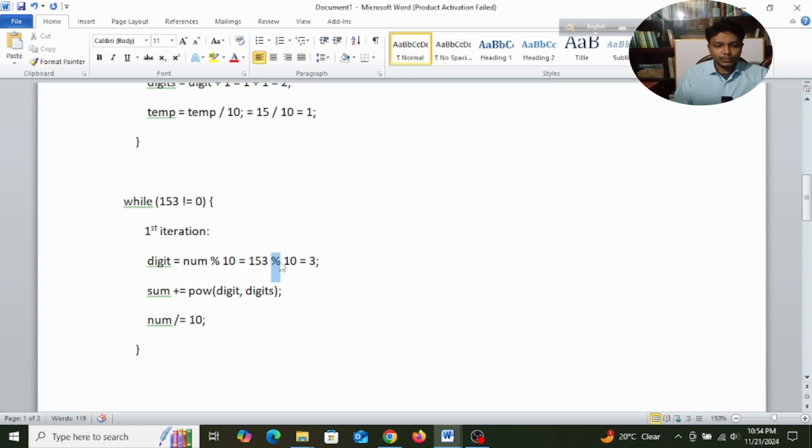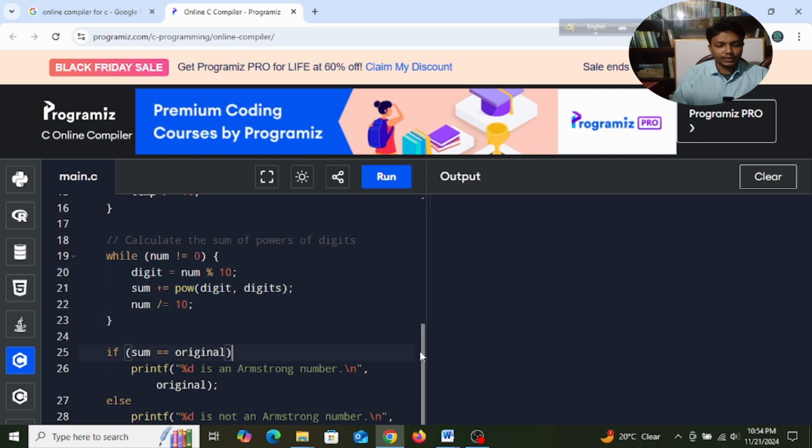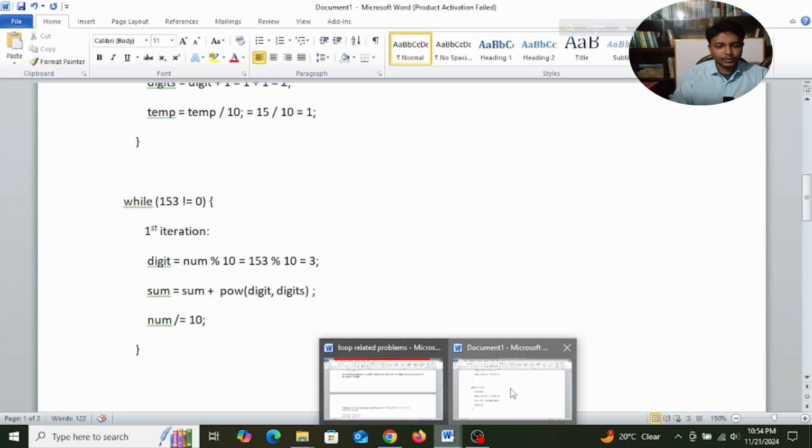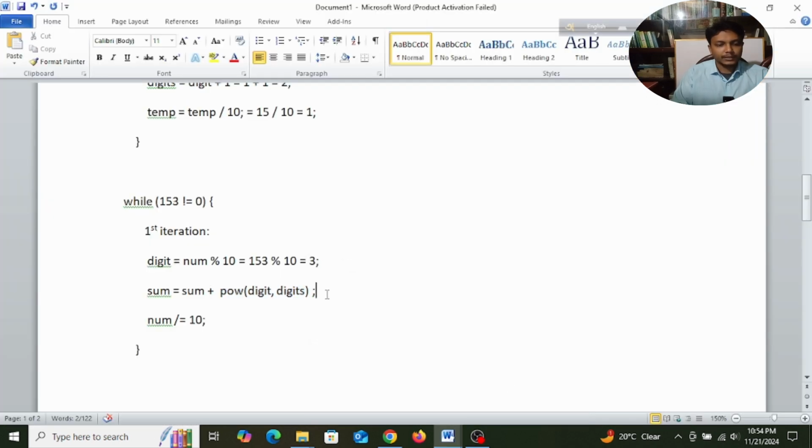So we know when you divide we get 15, but when you modulus we get 3. I hope you understand this. And what we can do here, we can write this line as sum equals sum plus power. You can write it this way as well, right? So what was the previous sum? Sum was assigned 0, right? So here we will get 0 plus this power of this digit. This digit is 3, right? We got this digit as 3.